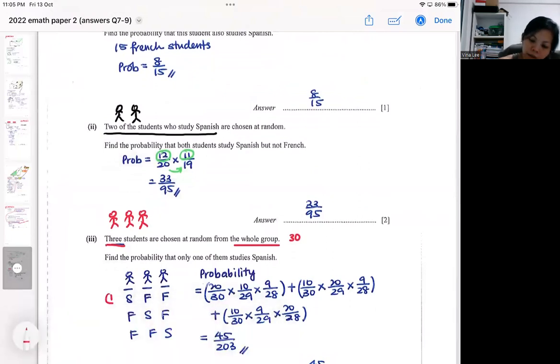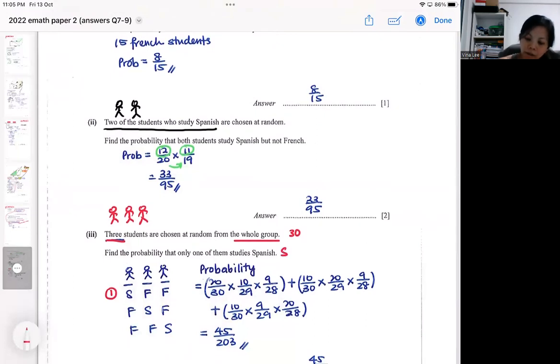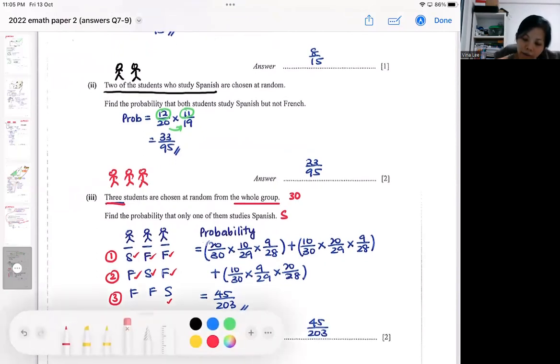So the first case, the first guy is someone who does Spanish, and then subsequently, the other 2 guys are French. So Spanish, French, French. Second one, the Spanish guy appears as the second person, so the first 2 are French. Thirdly, the Spanish guy happens at the last person. So when you choose until the third guy, then the Spanish guy happens.